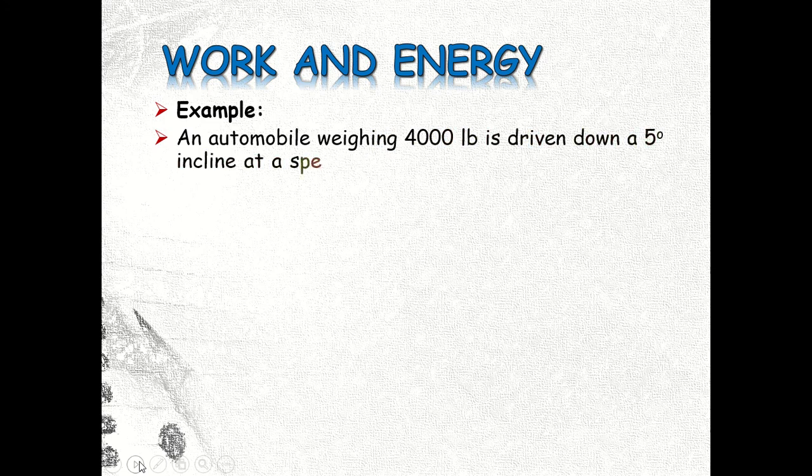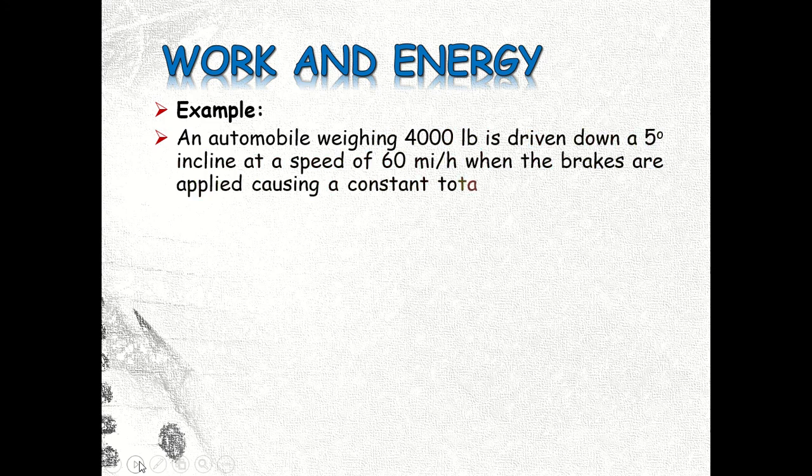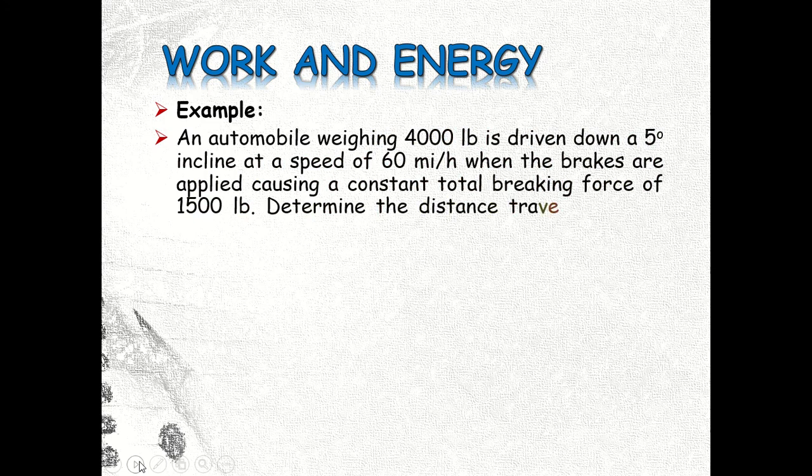An automobile weighing 4,000 pounds is driven down a 5 degree incline at a speed of 60 miles per hour when the brakes are applied, causing a constant total braking force of 1,500 pounds. Determine the distance traveled by the automobile as it comes to a stop.